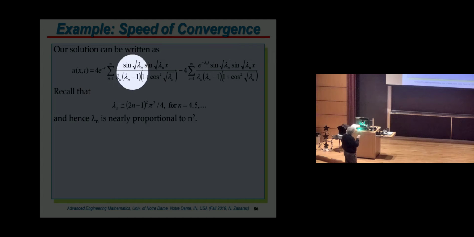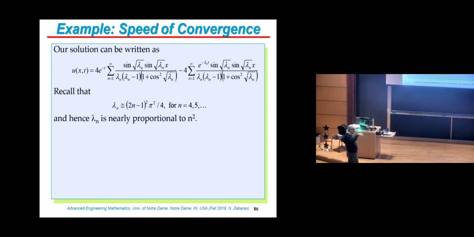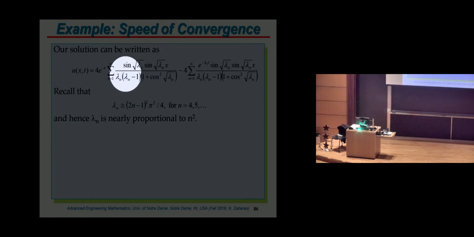So if you see here, if I split the previous summation in 2 terms, here I have 1 over lambda n squared. So lambda n squared is n to the fourth. So the first term, the summation has terms like 1 over n to the 4th. So it converges very rapidly. I bet if you use 2 terms on this summation, you will get a very good answer. And the second term is even better, because this lambda n squared gives you 1 over n to the 4th.